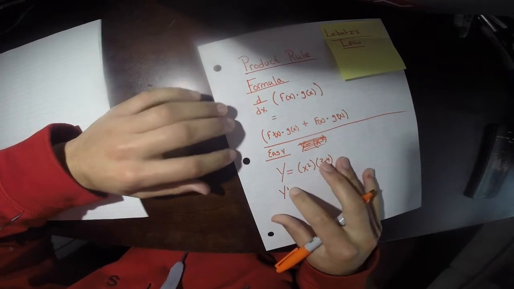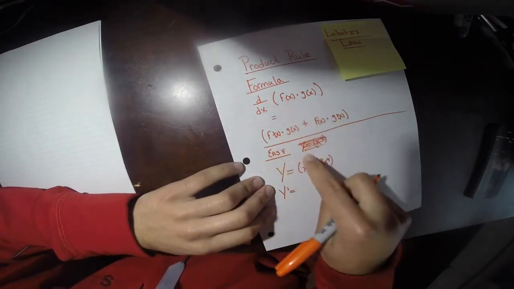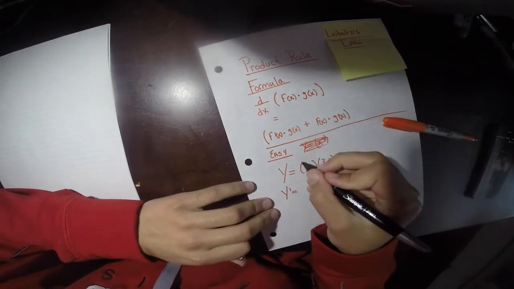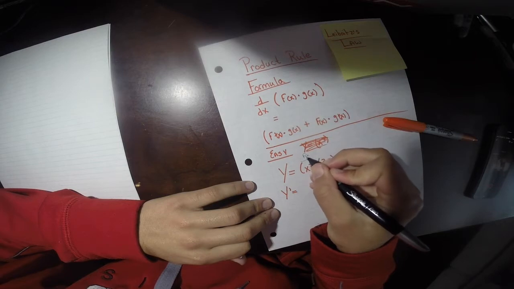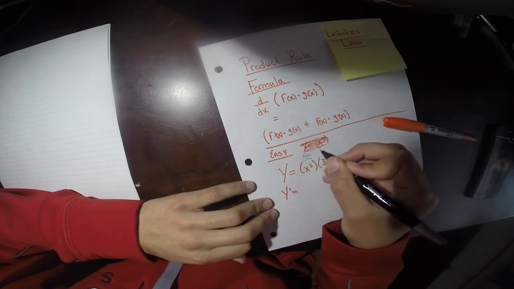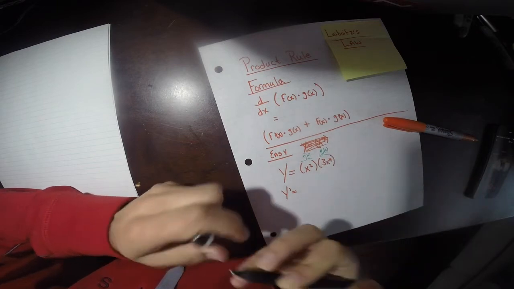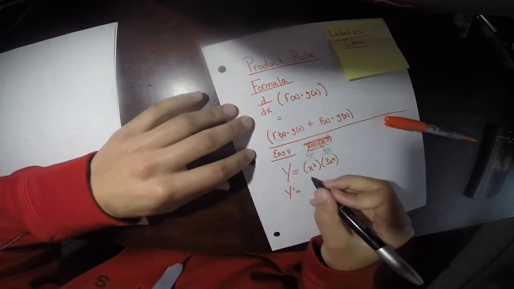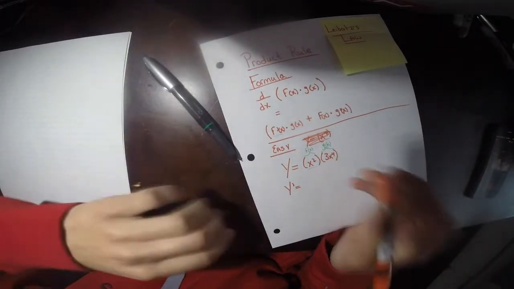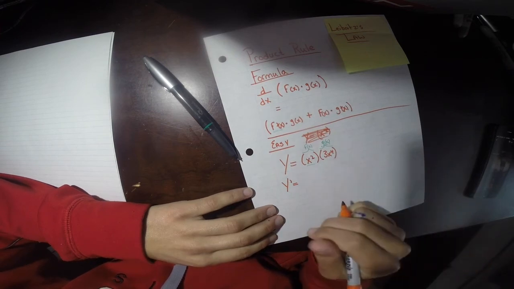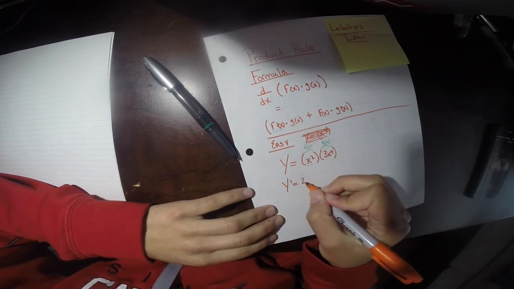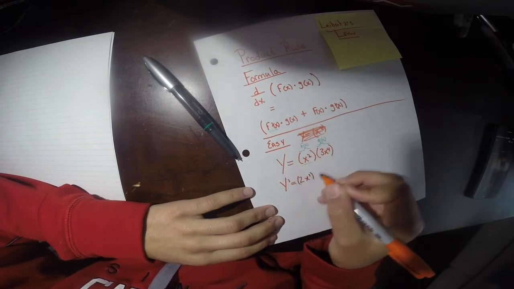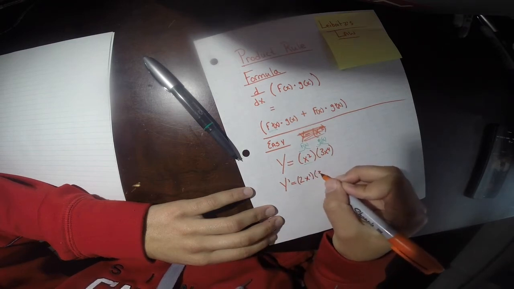For y prime, we discussed this earlier. To make this easier, let's use a different pen here. Think of this as f of x, and think of this as g of x. Now, remember, the first one is the derivative of f of x. We used the power rule. Bring the 2 down, minus 1, so 2x to the 1, times the original g of x, so right here.